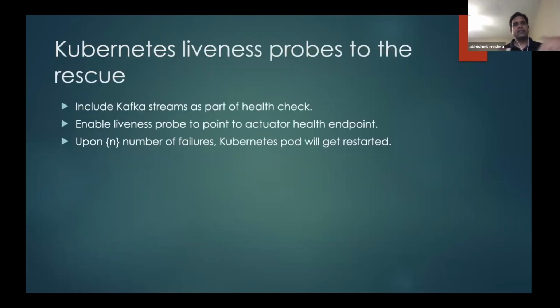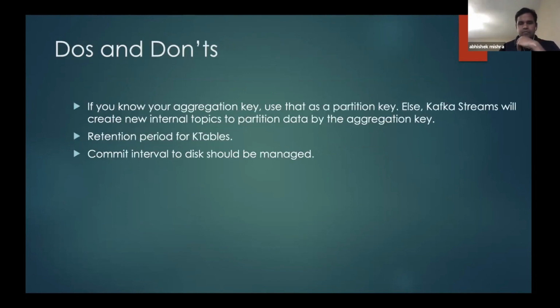And in the Kubernetes system, you have something called a liveness and readiness probe. So you can tie your liveness probe to this health endpoint, and configure it so that if this health endpoint is down for, let's say, 10 minutes, then you just let the Kubernetes system kill that application instance and restart it. That's what we do, and that's how you never have to touch the Kafka Streams applications manually. There are some do's and don'ts.